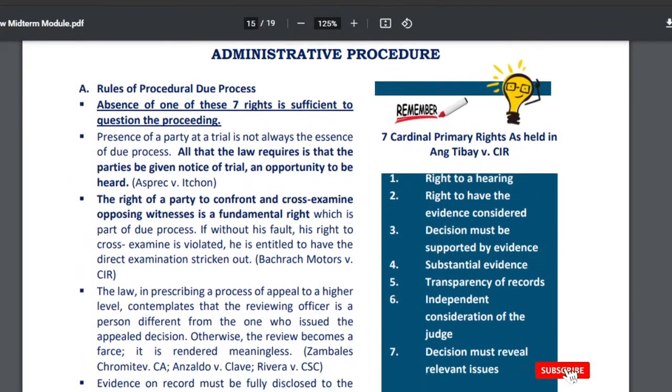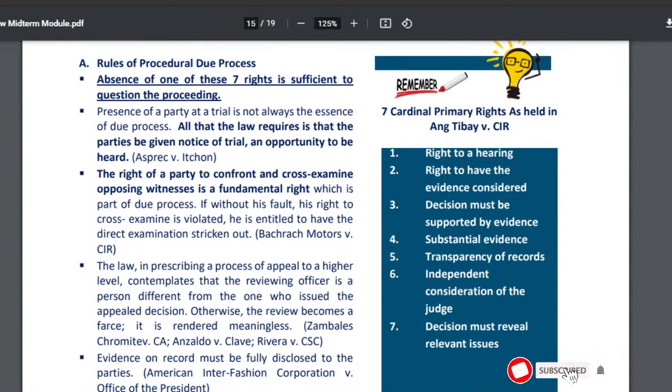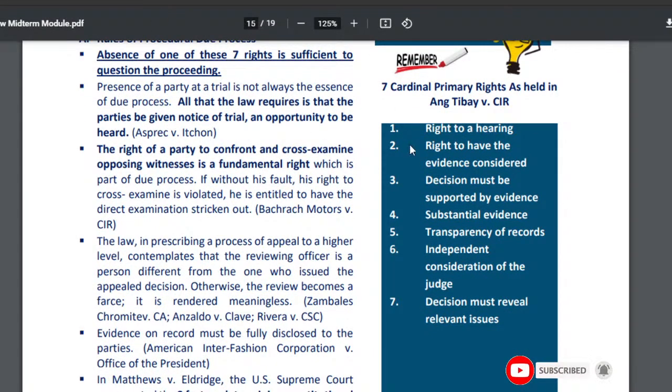Finally, we have here part 4, chapter 4, administrative procedure. What are the 7 cardinal primary rights as held in Ang Tibay versus CIR? So we have here the right to hearing, right to have evidence considered. Decision must be supported by evidence, substantial evidence, transparency of records, independent consideration of the judge, and the decision must reveal relevant issues. Now, if one of these rights, 7 man sila class, absence of one of these rights, this is now sufficient to question the administrative proceeding.